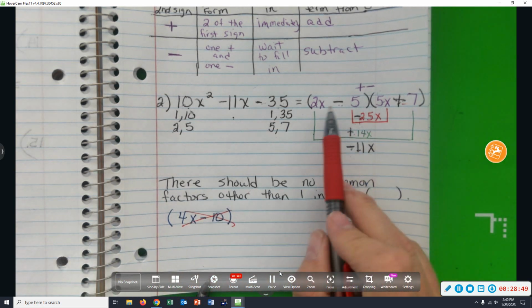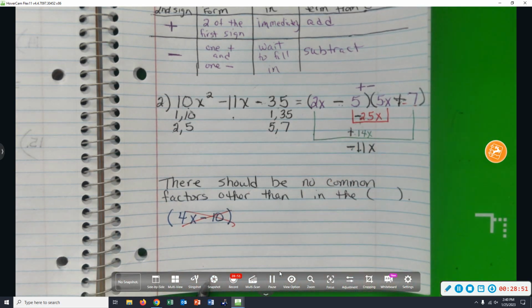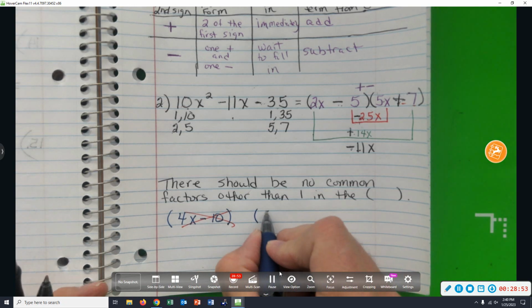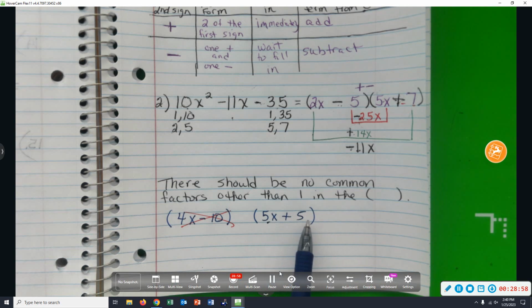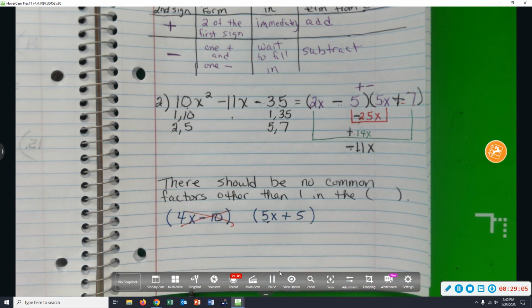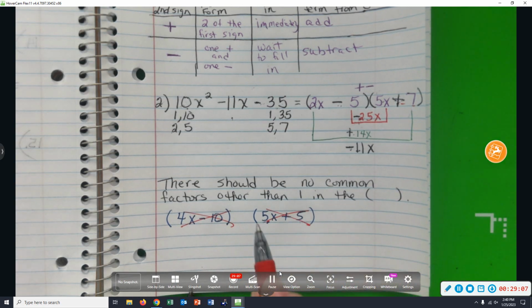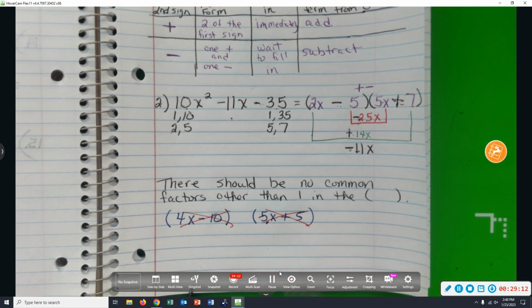Like up here, when I was doing this problem, you can't have something like this. You can't have 2 of the same number in the parentheses, because what number other than 1 would divide into those? 5. So you can't have the same number appearing twice in one set of parentheses. In general, you can't have 2 even numbers in the parentheses. No common factors other than 1.